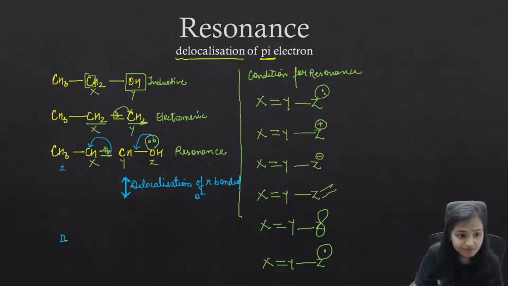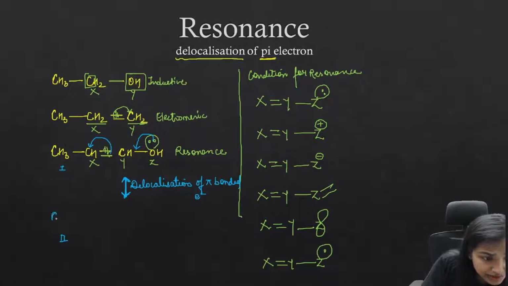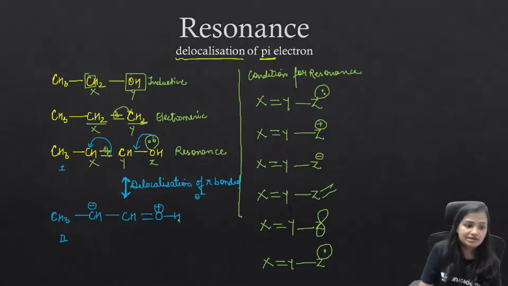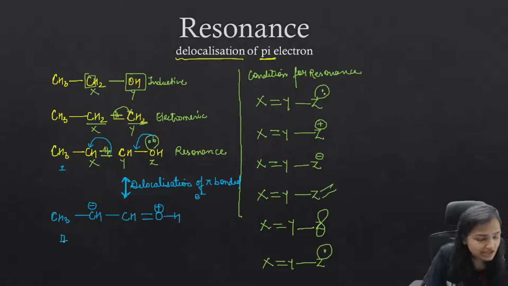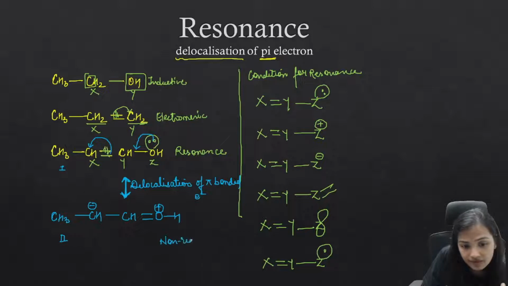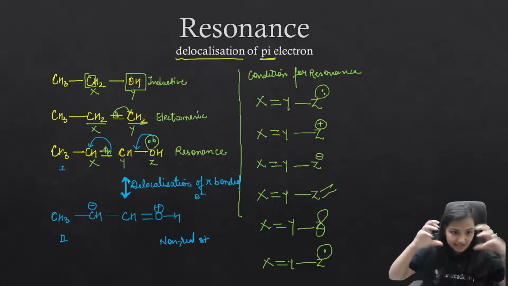Whatever we will be writing are going to be the non-real structures, and the real structure lies in between the two. So the second structure is going to be CH3 CH, and here we will be getting a negative charge. The bond will be broken in such a way: CH double bond O positive, and this is going to be the H. So structure number 1 and structure number 2 are both resonating structures, but these are non-real structures. The real structure lies in between the two. That's why we use a double-headed arrow. It is in between the two.